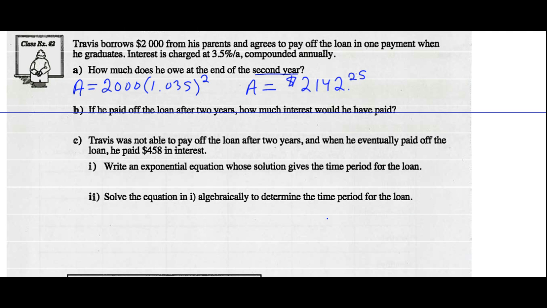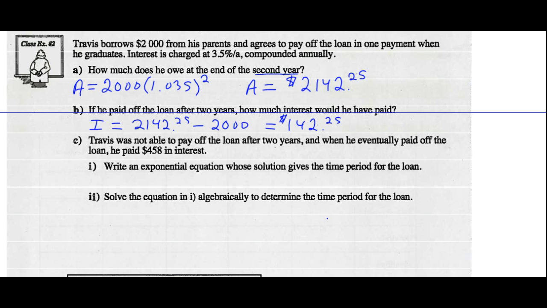If he paid the loan off after 2 years, how much interest has he paid? Well, the interest would be the final amount, $2,142.25, subtract his principal, which was $2,000. So he's paid $142.25 in interest.